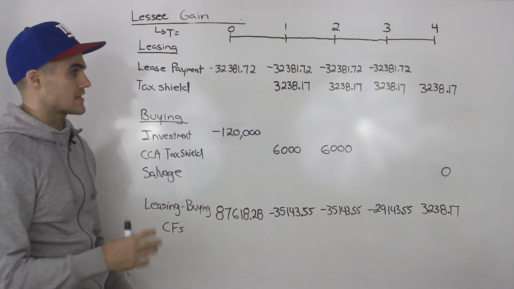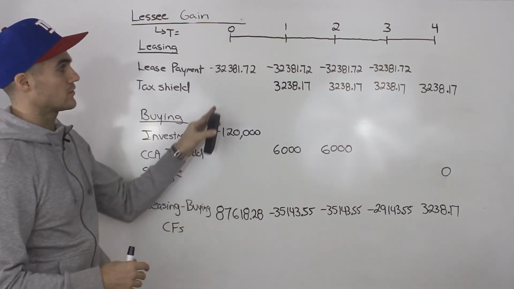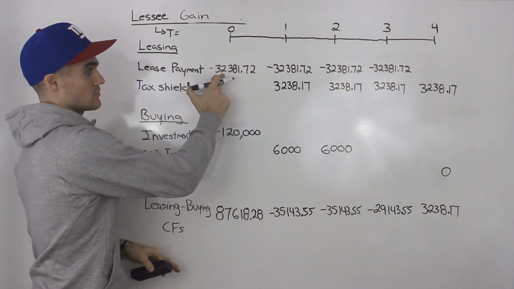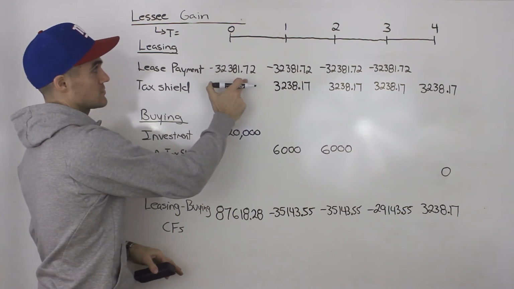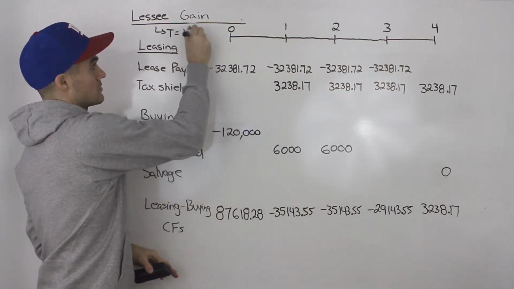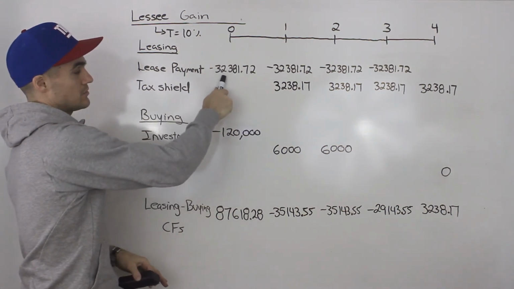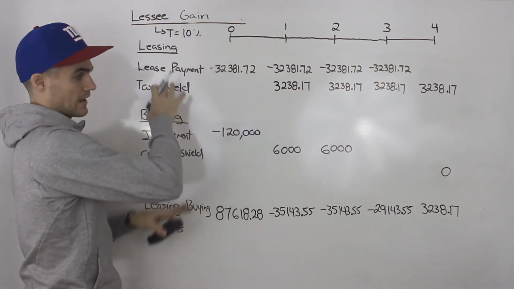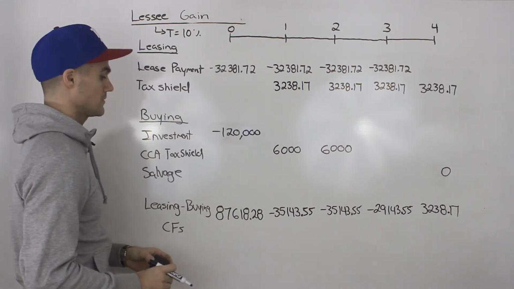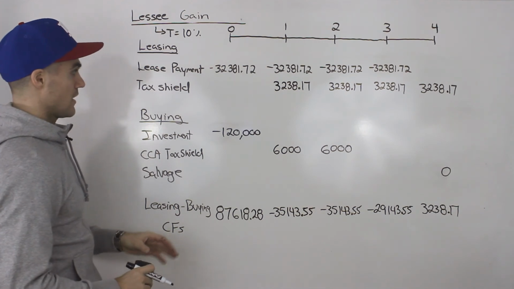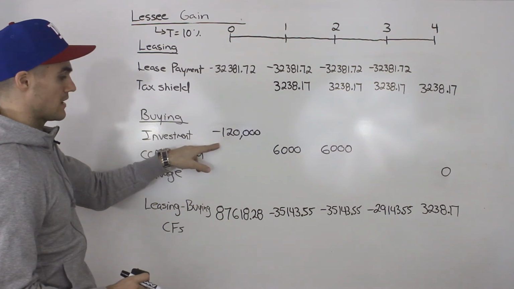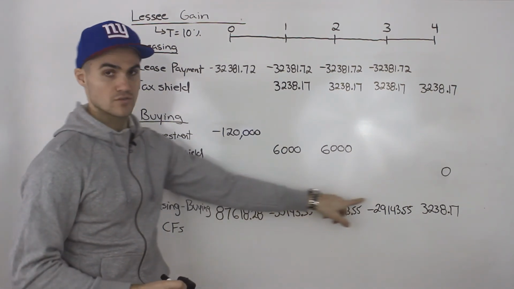And then for part C, same exact thing as part B, but now we are using the break-even lease payment for the lessor, which was $32,381.72. And we're looking at this from the lessee's point of view. So the tax rate that we're going to use is 10%. So you input this lease payment, input that tax rate, and everything should fill out like this in the Excel file, and if you were to do it manually, when you take the cash flows from the leasing, subtract the cash flows from the buying, you end up getting these cash flows here.